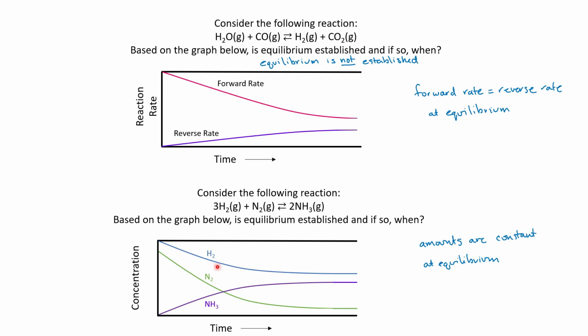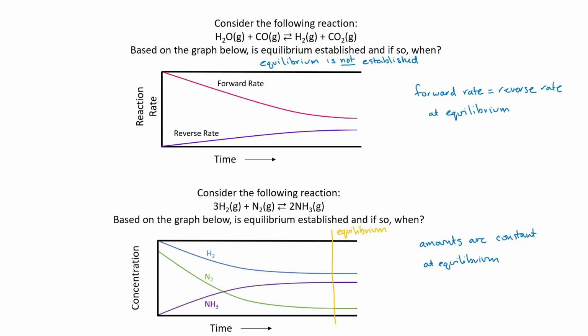So if I'm looking at this graph, I want to see where all of my species level off and are constant. It looks like that's going to be about right here or so. These graphs are a little open to interpretation, but I am seeing that my N2 is curving for quite a while there. Another common mistake that I see is students very much focus on this cross right here, where the amount of ammonia is equal to the amount of nitrogen. But remember, equilibrium is not established when the amounts are equal, just when they're constant. It's our rates that must be equal.